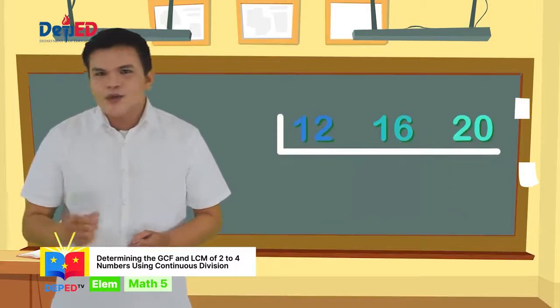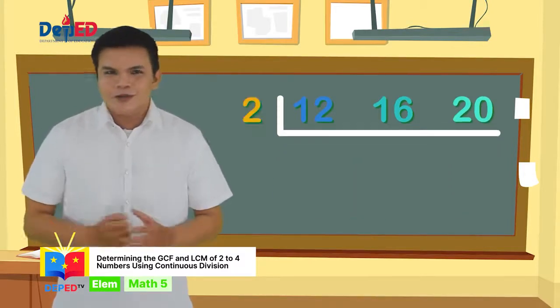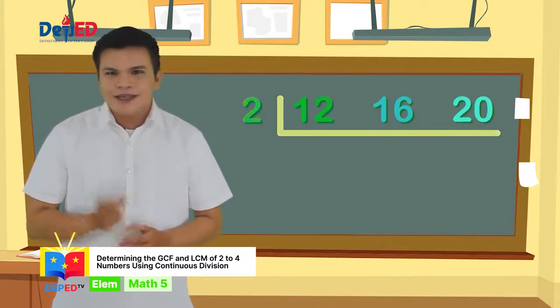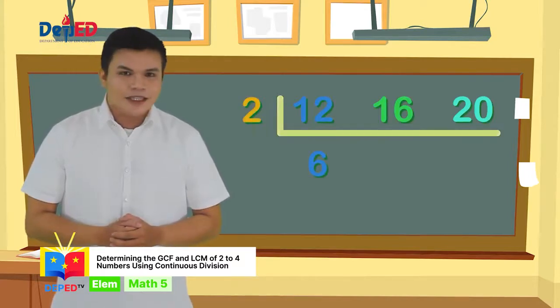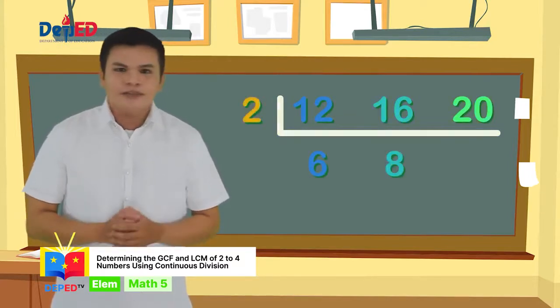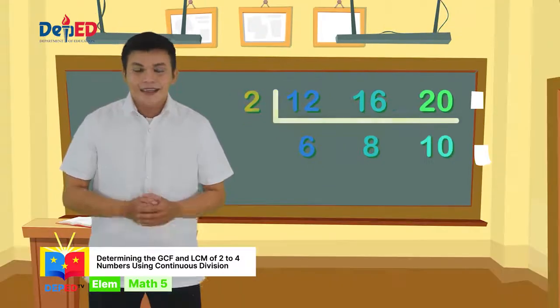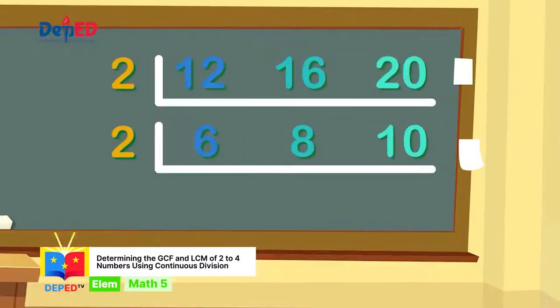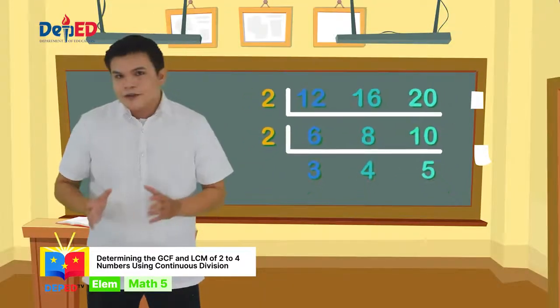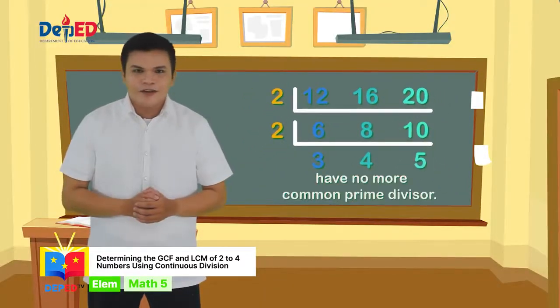12, 16, and 20 are all divisible by 2. 12 divided by 2 is 6. 16 divided by 2 is 8, and 20 divided by 2 is 10. 6, 8, and 10 are all divisible by 2. 6 divided by 2 is 3. 8 divided by 2 is 4, and 10 divided by 2 is 5. 3, 4, and 5 have no more common prime divisor.